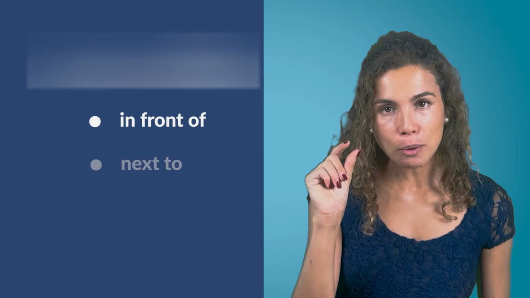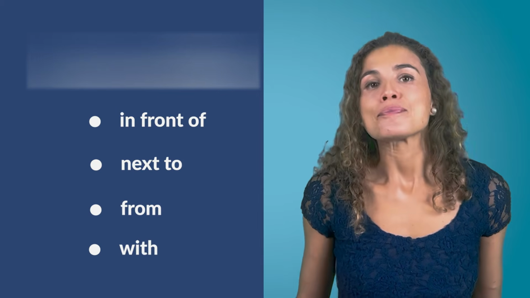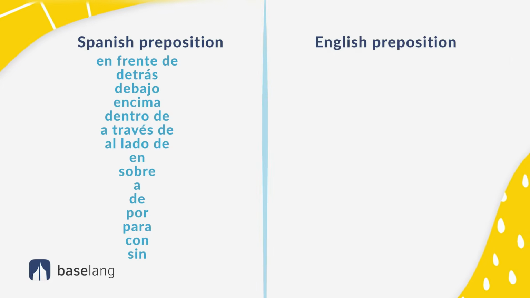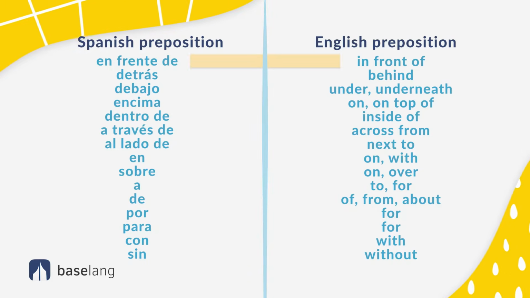Well, just like in English, we use them after most prepositions. Do you remember what prepositions are? They're the little words that help us describe the location of one thing to another, like in front of, next to, from, or with. Let's see some of the most common prepositions in Spanish that trigger these pronouns. Remember, the translations aren't always exact.